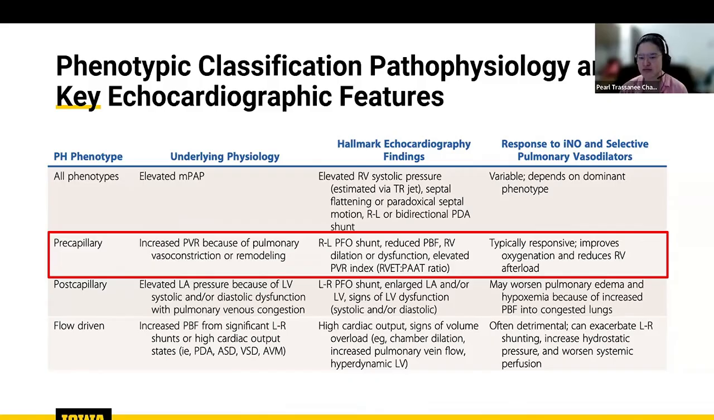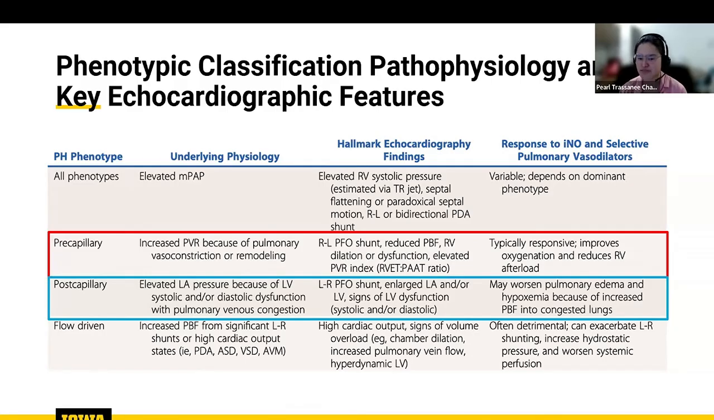However, these findings only tell us that pulmonary hypertension is present, not why it is present. The first phenotype is the pre-capillary phenotype. Here the dominant problem is an increase in pulmonary vascular resistance. Echocardiographically, we often see right to left atrial shunting, reduced pulmonary blood flow, right ventricular dilation or dysfunction, and elevated indices of pulmonary vascular resistance. Because the primary problem is pulmonary vasoconstriction, these infants typically respond well to inhaled nitric oxide and other selective pulmonary vasodilators, which reduce right ventricular afterload and improve oxygenation.